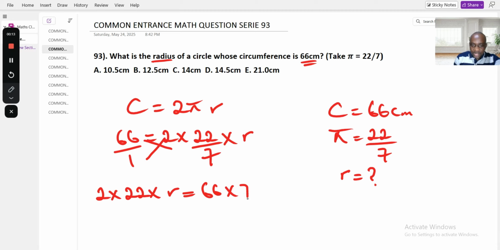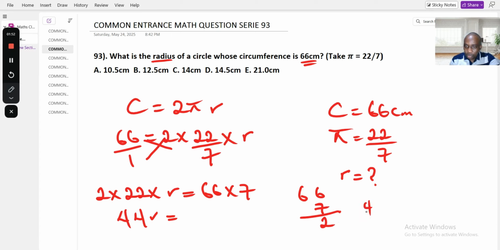66 times 7. 2 times 2, 4. 2 times 2, 4. We have 44r here. What is 66 multiplied by 7? 7 multiplied by 6 is 42. So write 4. 7 multiplied by 6, 42. 42 plus 4 is going to give us 46.